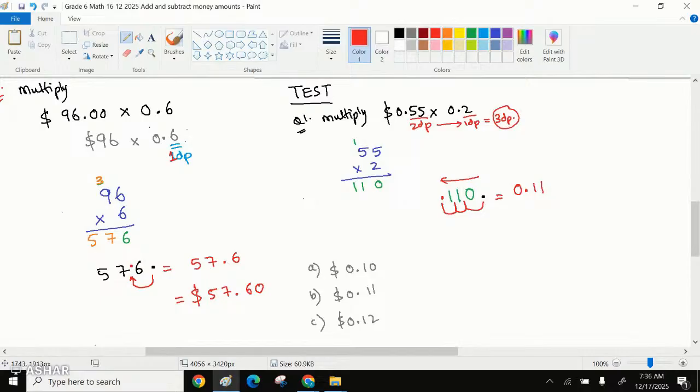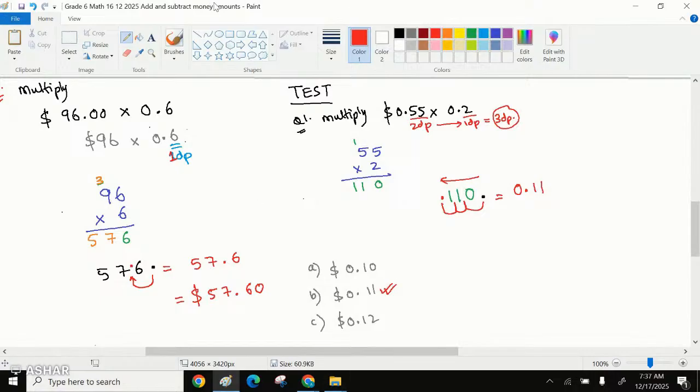0.11. No, never mind. Don't say never mind. This is zero. This is not 0.10. It is 0.11. Okay. Do we agree on this? That means option B is the correct answer.